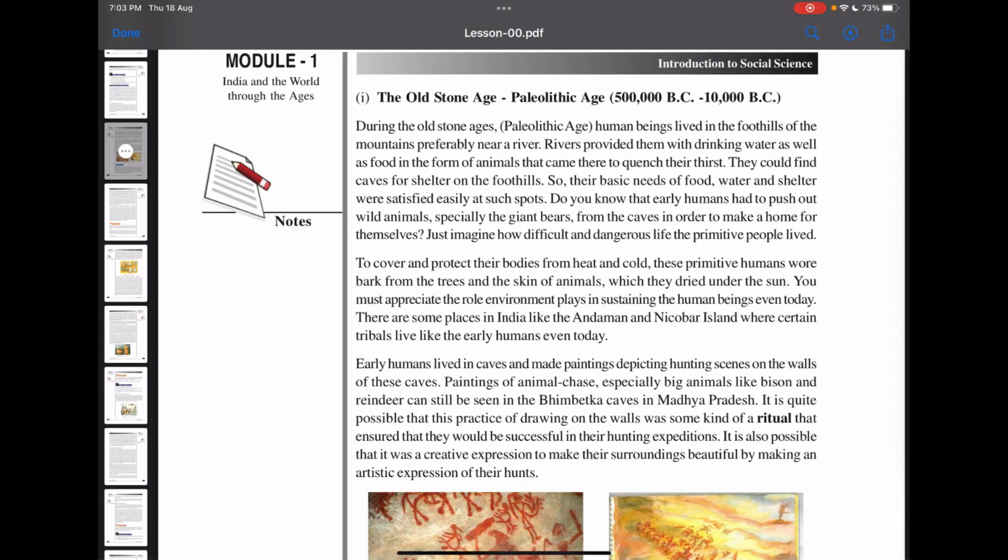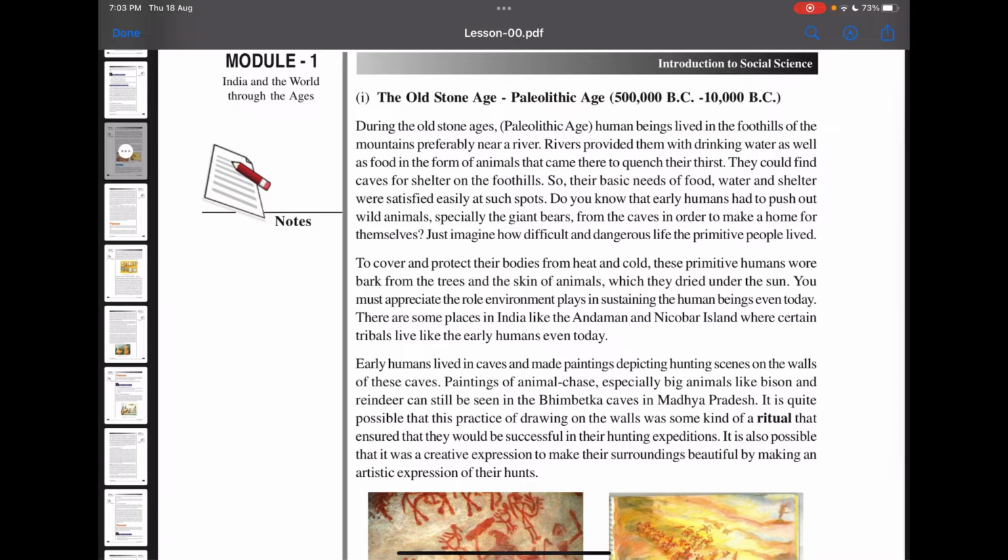Do you know that early humans had to push out wild animals, especially the giant bears, from the caves in order to make a home for themselves? Just imagine how difficult and dangerous a life the primitive people lived. To cover and protect their bodies from heat and cold, these primitive humans wore bark from trees and the skin of animals, which they dried under the sun. You must appreciate the role environment plays in sustaining the human being even today.